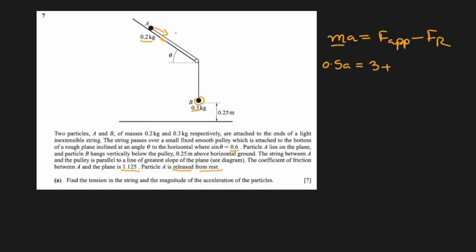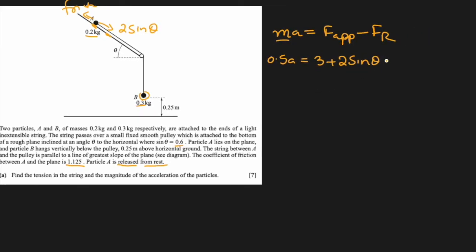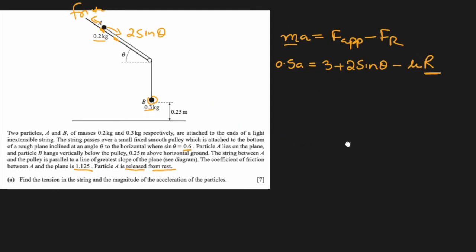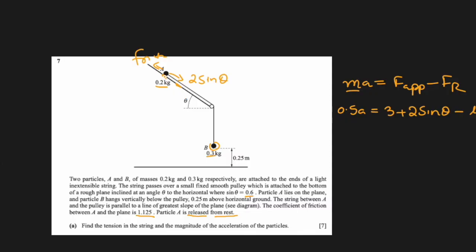So this force is how much? 2 sine theta. So 2 sine theta is another force which is bringing it down. Now, what about the resistive forces? There is only one resistive force, which is the friction between A and this particular surface. And that will be minus mu and normal force. But we need to find what is that normal force. Let's find that normal force.